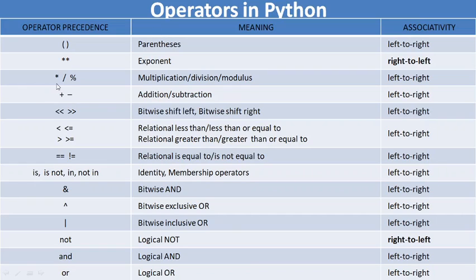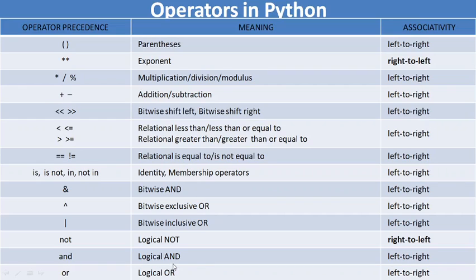Next we have multiplication, division, then modulus, and after that we need to evaluate addition, subtraction, then bitwise shift left, bitwise shift right, then relational less than or equal to, greater than or equal to. These have the same precedence. Then relational is equal to, is not equal to, then is, is not, in, not in. So these are identity and membership operators. Then we have bitwise and, bitwise exclusive or, bitwise inclusive or. Then we have logical not, then logical and, then logical or.